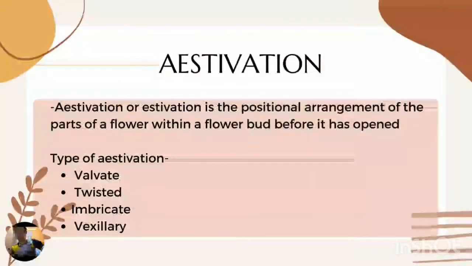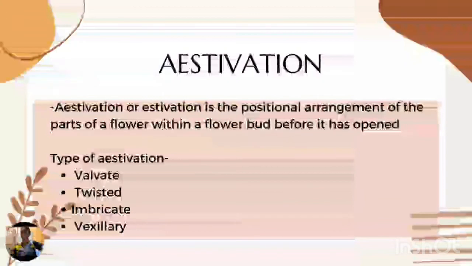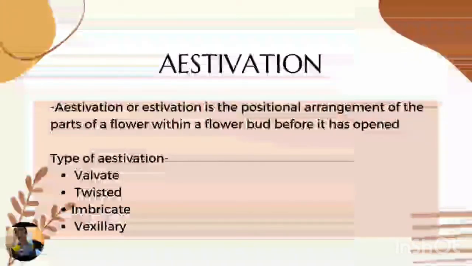Okay, my name is Muhammad Yazid and I would like to present about aestivation. Aestivation is the positional arrangement of the parts of a flower within a flower bud before it has opened. There are commonly known 4 types of aestivation: valvate, twisted, imbricate, and vexillary.